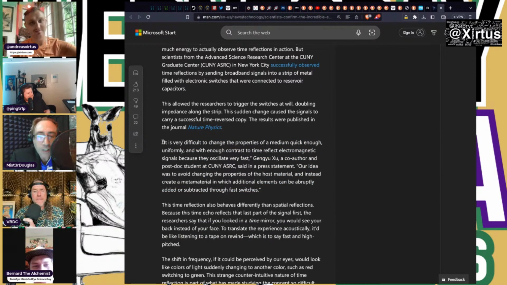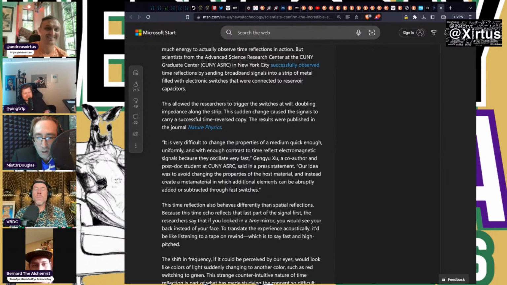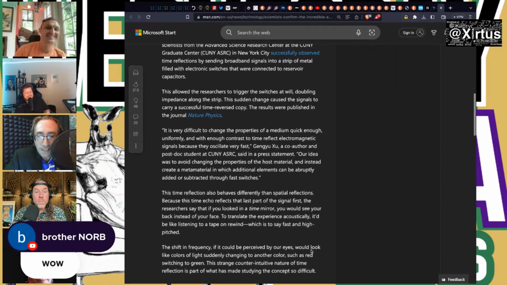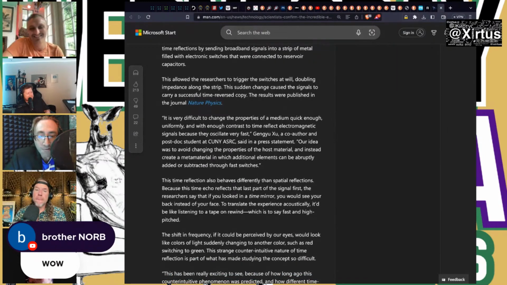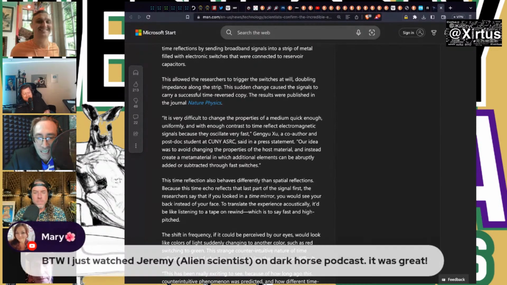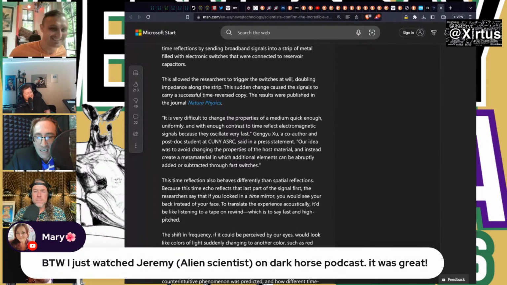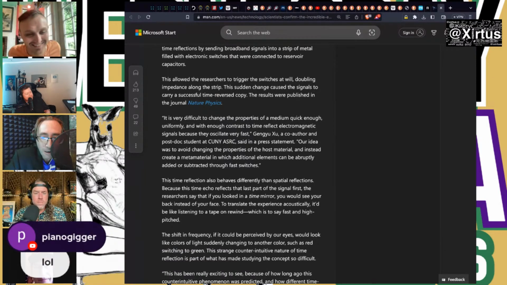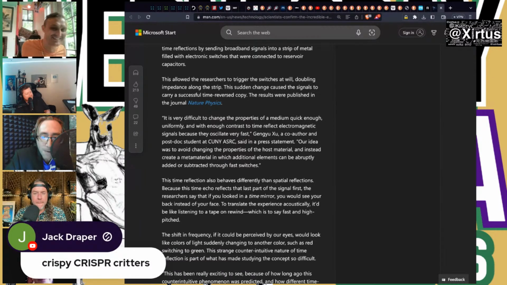It's very difficult to change the properties of a medium quickly enough, uniformly, and with enough contrast in time to reflect electromagnetic signals, because they oscillate very fast. A co-author and postdoc student at CUNY ASRC said in a press statement, "Our idea was to avoid changing the properties of a host material and instead create a metamaterial in which additional elements can be abruptly added or subtracted through fast switches."